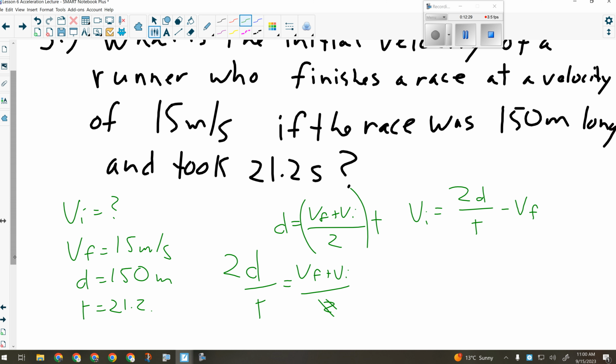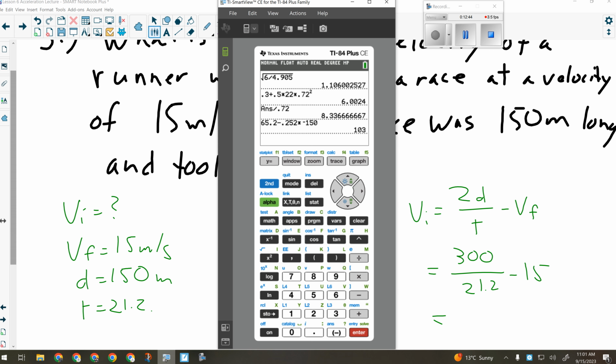Okay, and so when I plug in my numbers, that'll be 300 divided by 21.2 and minus 15. So we're looking at an initial velocity of a slightly negative number. Is that okay?